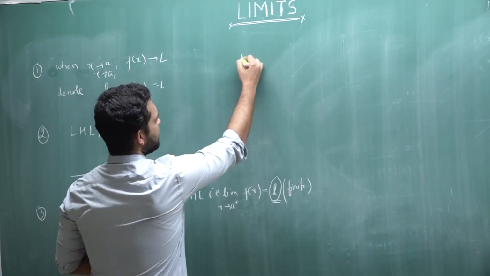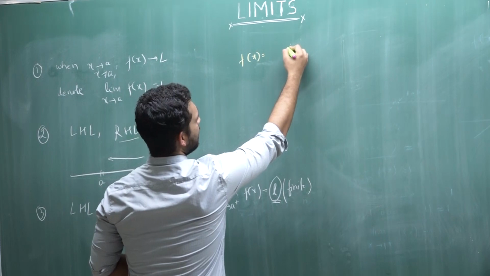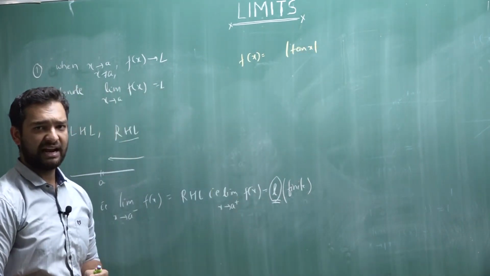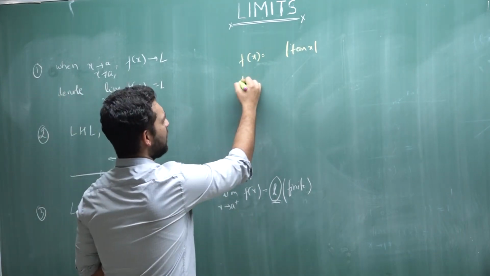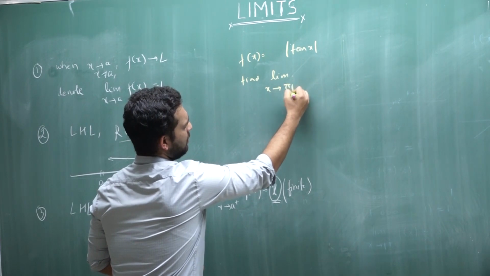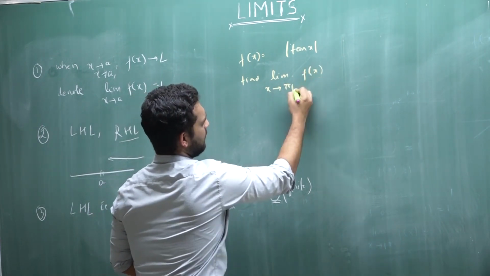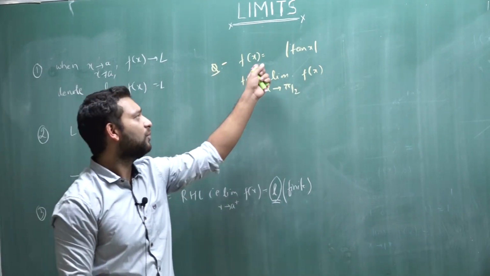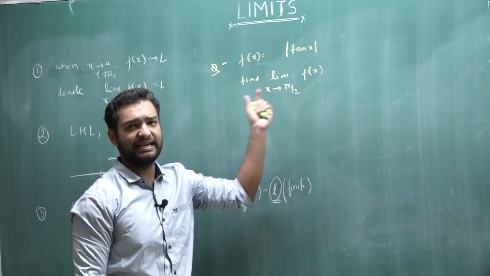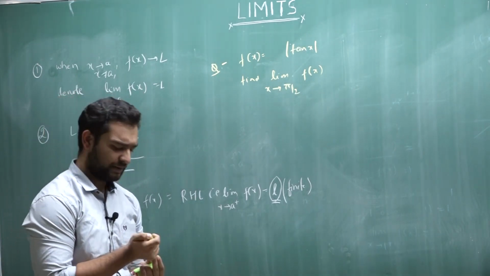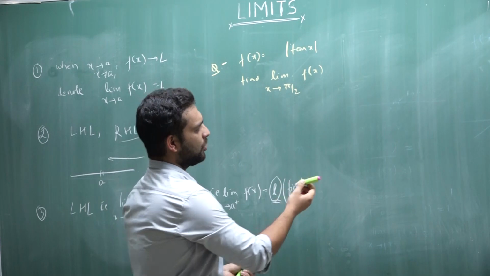Let's say I have a function f of x is equal to mod of 10x, and we have to find limit x tending to pi by 2 of f of x. Okay, you have the function f of x is equal to mod of 10x and x tending to pi by 2. So first I'll try to draw the graph of the given function. Okay, f of x is equal to mod of 10x.